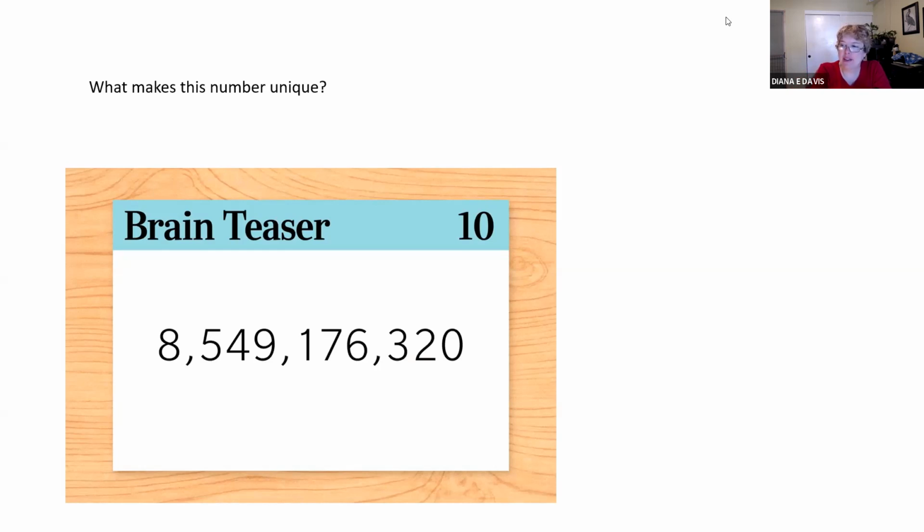Has anybody figured out this brain teaser? No. Okay, this one must be a hard one. Is it the amount of people that live on the world? No, but it's very close to that. Yeah, I figured. Isn't it like 8 billion or something? I think we're still in the 7 billion something. This number is unique because it contains every number from 0 to 9 one time.